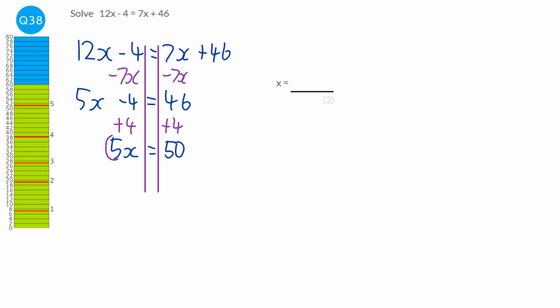And then we've got this times 5 here, so we're going to divide 5 both sides. So we've got x equals 50 divided by 5, which is 10.